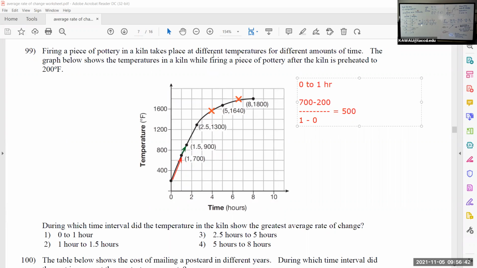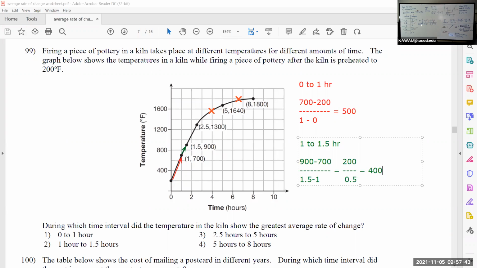And then if I look at the 1 to 1.5 hour, I'm looking at 900 minus 700 divided by 1.5 minus 1, which is equal to 200 divided by 0.5, equal to 400.